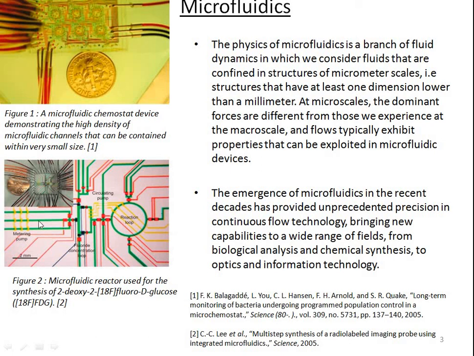So in micro scale, here we can see about a coin size, the entire reactor has been impregnated into it. We have this reaction loop, a circulation pump, a metering pump, and a concentration loop. This is a microfluidic reactor. Figure 2 is a microfluidic reactor and figure 1 is a microfluidic chemostat device of coin size, where we can see that synthesis of 2-deoxyfluoroglucose has been conducted. The definition is that structures that have at least one dimension lower than a millimeter can be called a microfluidic device.